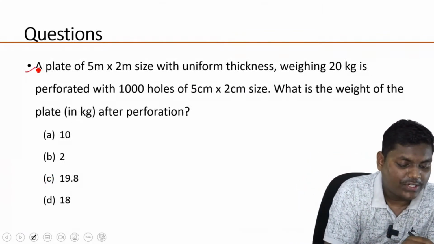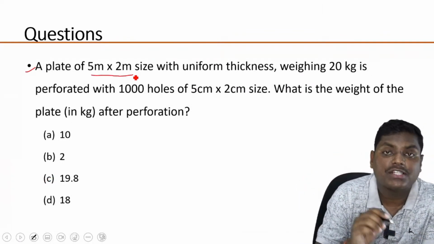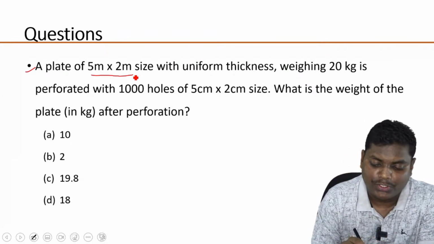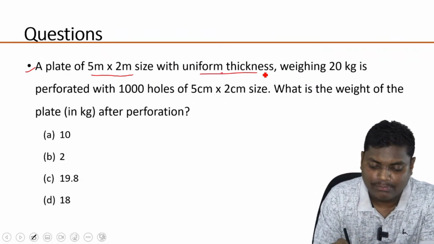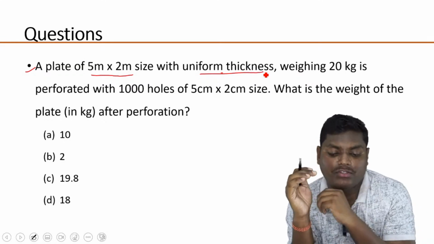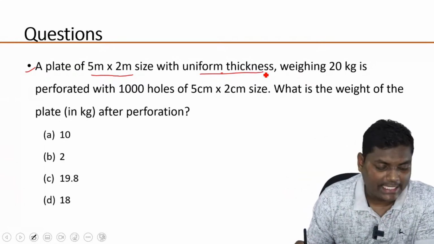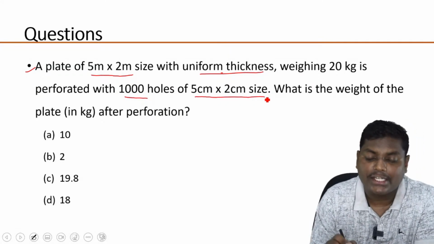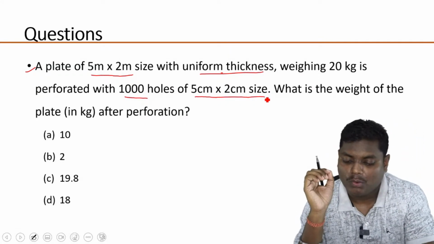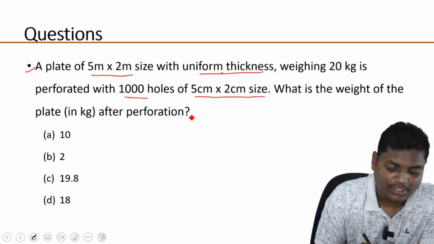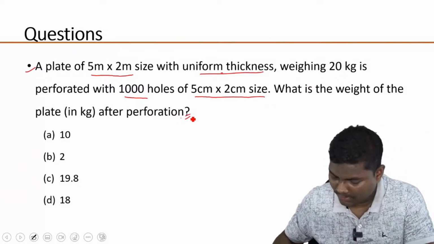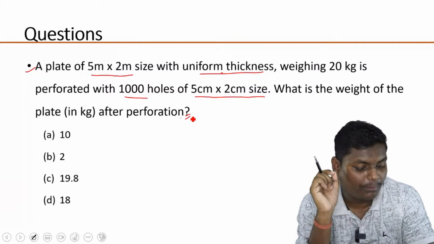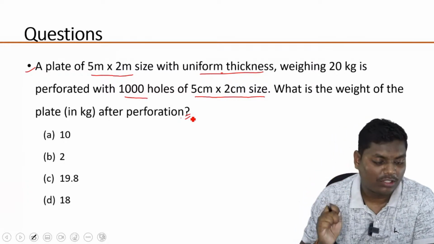So next question is a plate of 5 meter into 2 meter size with uniform thickness. Remember, this is important. Uniform thickness. You need to keep in mind when solving this question. Weighing 20 kg is perforated with 1000 holes of 5 centimeter into 2 centimeter size. What is the weight of the plate after perforation? Try and solve this question.